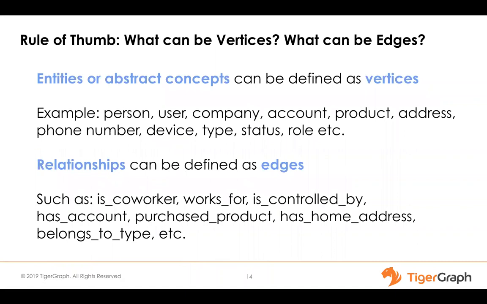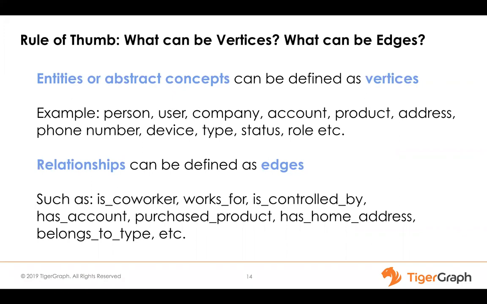First of all, I want to talk about what can be vertices and what can be edges. It's actually very intuitive. The entities or abstract concepts can be defined as vertices. It can be a person, a user, company, account, product, an address, phone number, device. And it can also be a concept like types or status and so on, right?